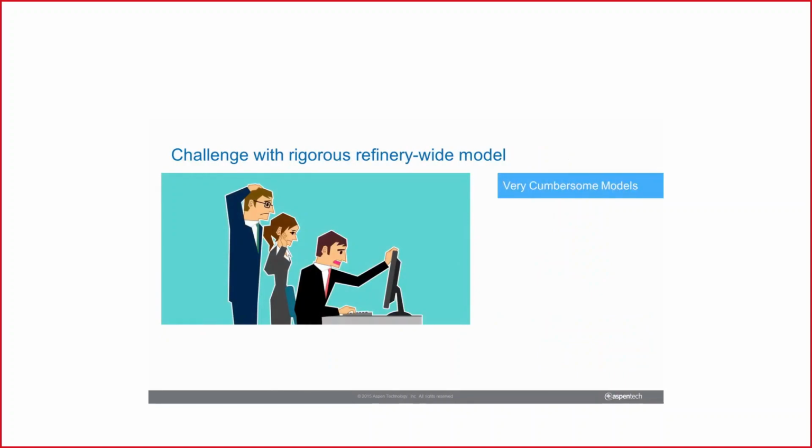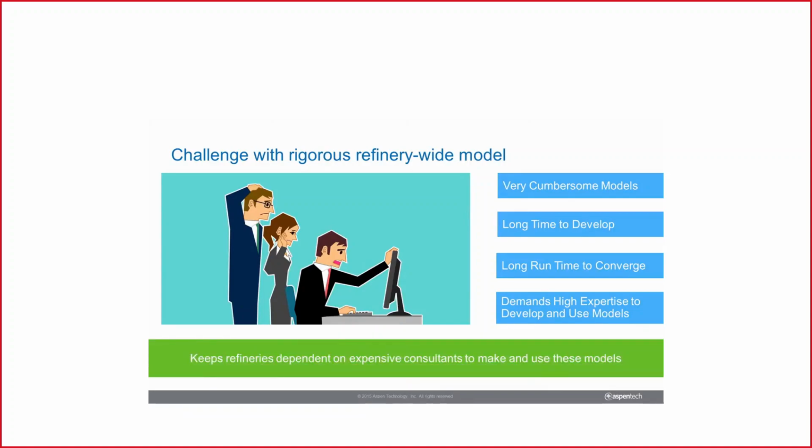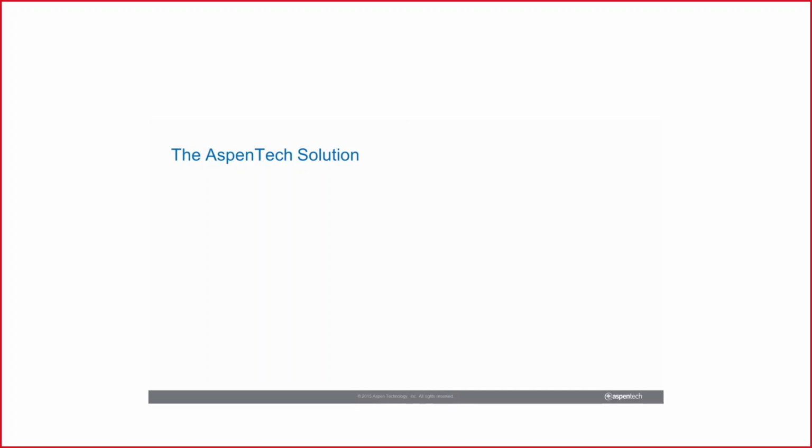Rigorous models are cumbersome. They take a long time to develop and run. This model complexity demands a high level of expertise with the process simulation tools to both develop and use. Because of this demand, refineries are forced to stay dependent on expensive third-party consultants to both make and use this type of model. The AspenTech solution for developing a refinery-wide model leverages the integration between Aspen PIMS and Aspen HYSYS.